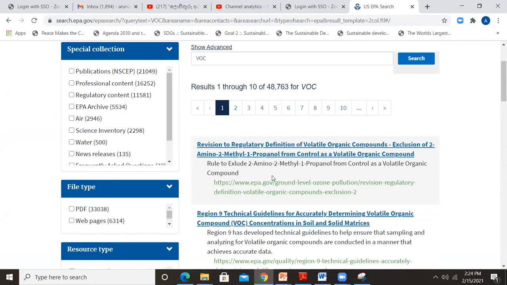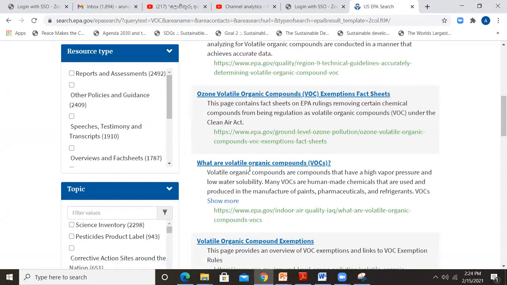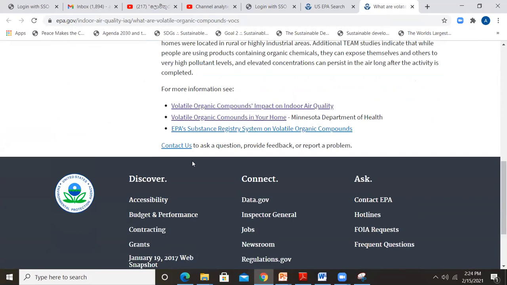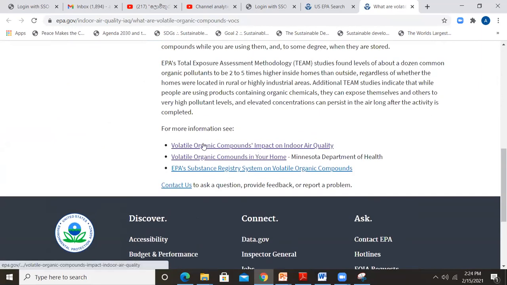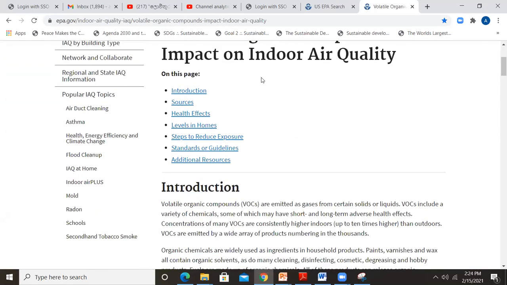See VOCs, they are working a lot about this, VOCs. See, ozone, VOCs also. So what are volatile organic compounds? You learn about this. See, volatile organic compounds impact on IAQ.